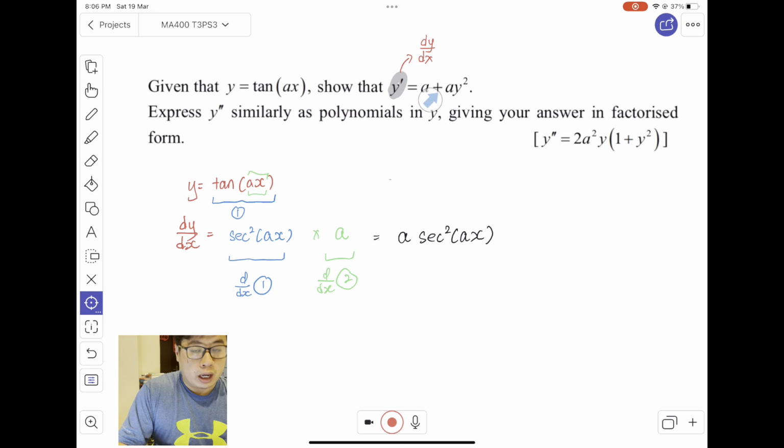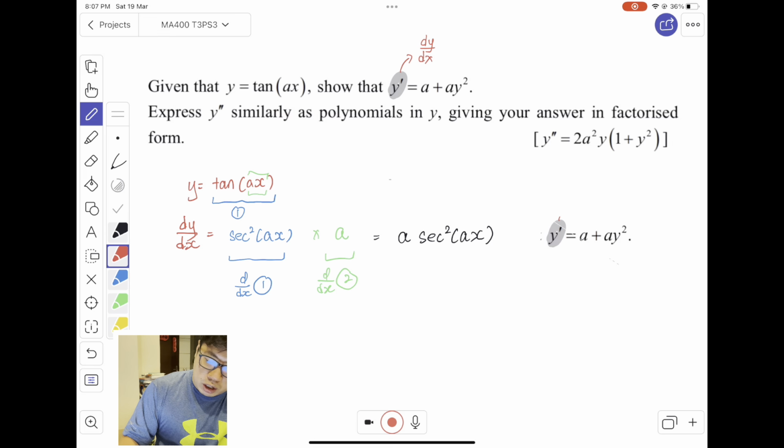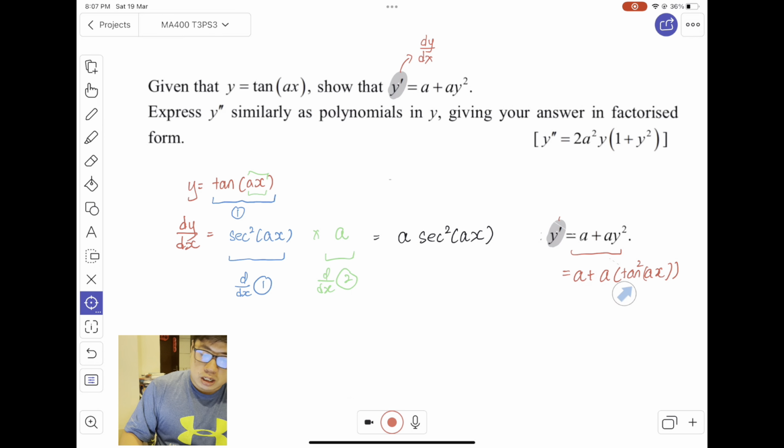And we're supposed to show that it looks like a plus ay squared. Considering y is tan ax, how can I have a tangent appearing here? So you know that this is supposed to look like a plus ay squared. Let's brainstorm a bit. What is a plus ay squared? This is like a plus a of tan ax, squared. Your dy dx is supposed to look like this.